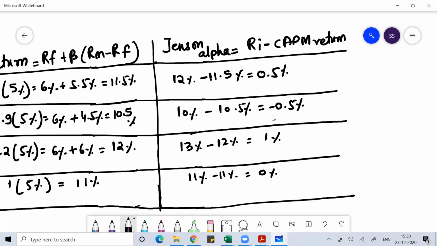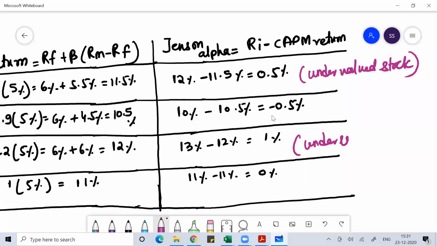Those stocks which have a positive Jensen Alpha are actually undervalued stocks. They lie above the SML line. If you draw the SML line, they lie above the SML line. So these are undervalued stocks. Clear everyone? Anyone have any doubt? Ask me.